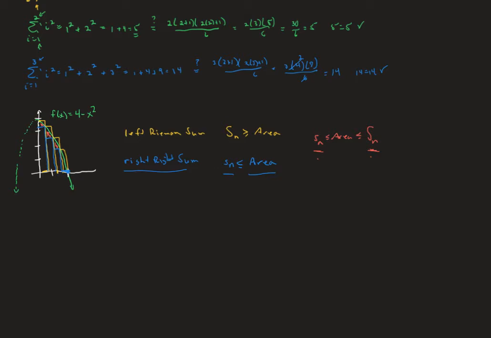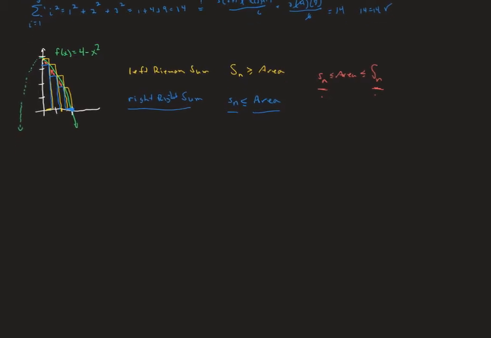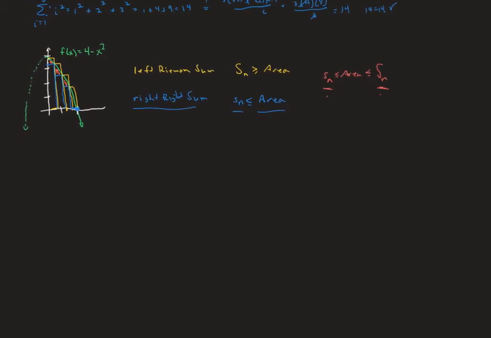Okay, so first I'm going to start with a right Riemann sum. So what we're going to do is this right Riemann sum, which we know is going to be an underestimate, I'm going to imagine that we're going to divide this into n rectangles, and we're going to find the area of each of those n rectangles and add them all up.